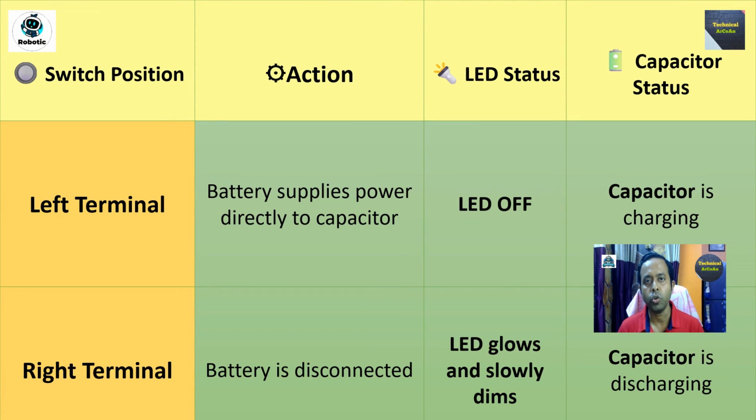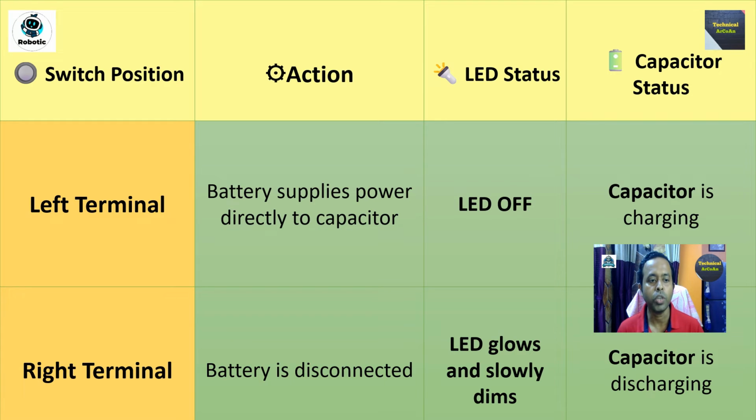Now this table shows how the circuit will work. The switch position, if it is the left terminal, then the action is battery supplies power directly to the capacitor. LED status is off at that time, and capacitor status, capacitor is charging. Okay, means it stores the electric charges here.